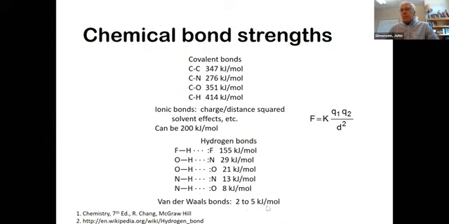So, and I probably misspoke. There are cases where the hydrogen bonding plays a bigger role than the van der Waals, but there are a lot of cases where the van der Waals plays a more important role than the hydrogen bonding. Okay.